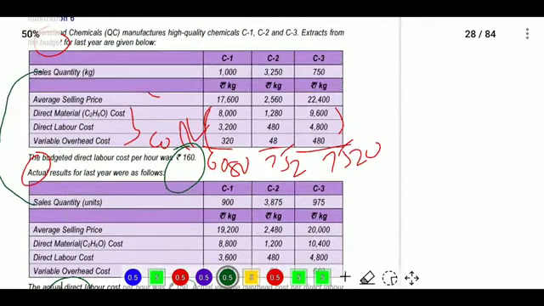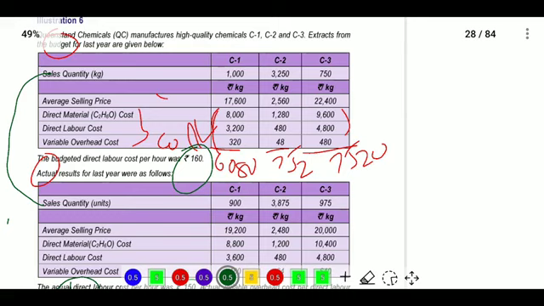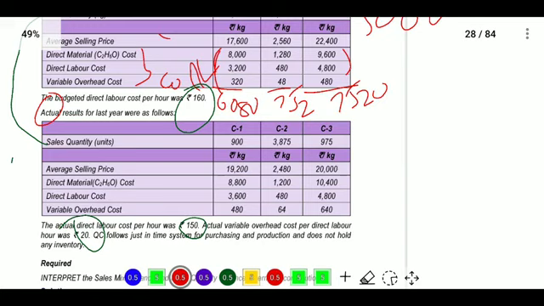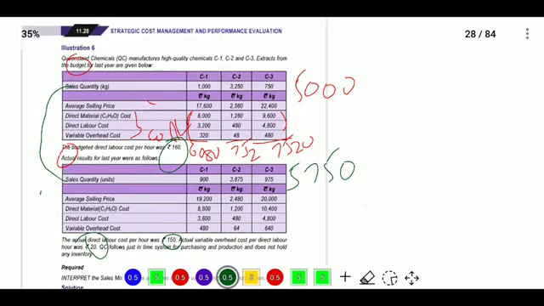Here the quantity was different. 1000 plus 3250 plus 750 will become 5000. So 5000 will be the budgeted quantity. And actual 900 plus 3,875 plus 975, so it will become 5,750. That will be the actual quantity. This is the provided information. We have got the contribution and we have different quantities.